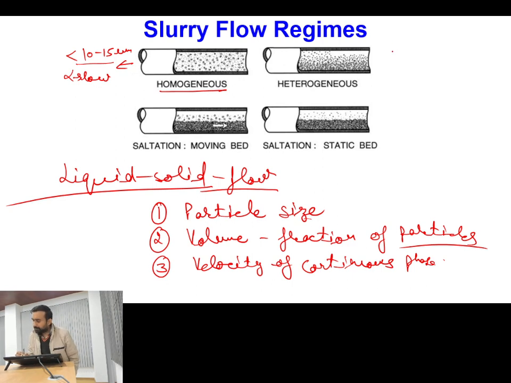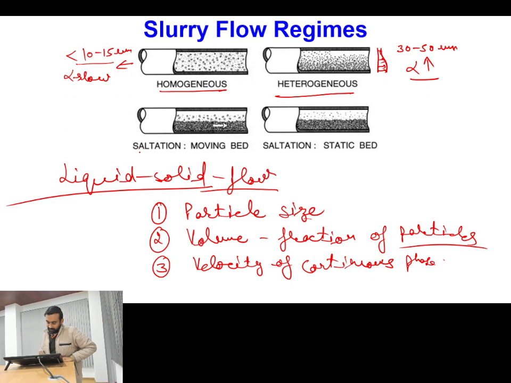Now if you slightly increase the particle size, say close to 30 to 50 micrometers, and also increase alpha, the volume fraction of particles, in that case some of the particles will start settling near the bottom. So you will have a concentration gradient: at the top particle concentration is low and at the bottom particle concentration is increasing. Okay, so this is your concentration profile. In a similar way the velocity profile will also develop, where particle concentration is higher the velocity will be a bit slower, and where particles are very few the velocity will be high. Okay, so this is called heterogeneous flow.